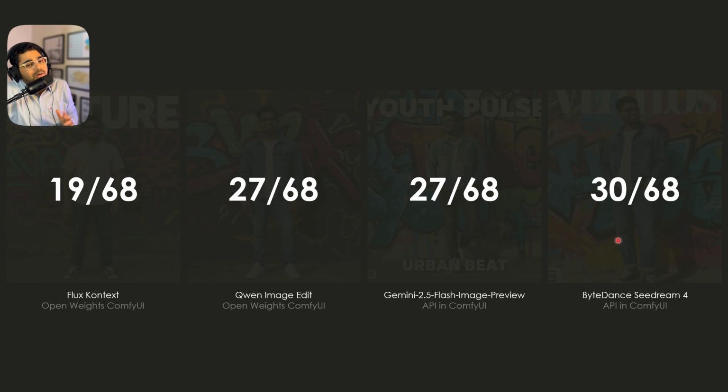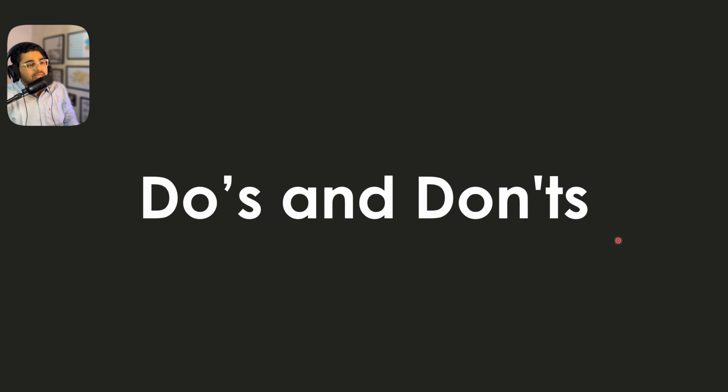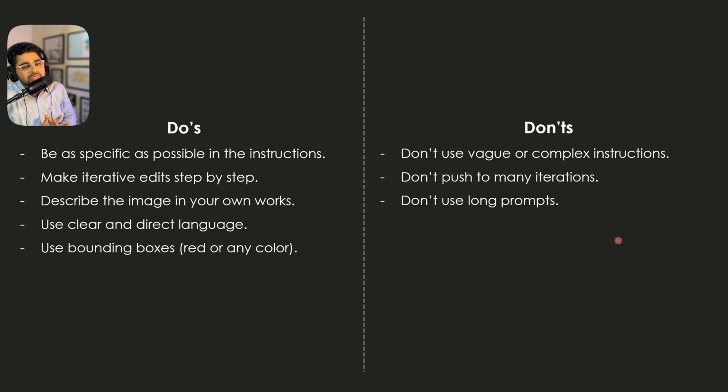Anyway, just joking, but with any of these models, there will be some do's and don'ts, and these are some of the do's and don'ts that I have listed. Most of them are very similar to the FluxKontext video. Do's: be as specific as possible in your prompts. Make iterative edits step by step. Don't tell multiple edits in one prompt. Describe the image in your own words. Use clear and direct language, and use the box trick where you add a red box and say the things to be changed here. Remember to say in the next line, remove the highlighted region.